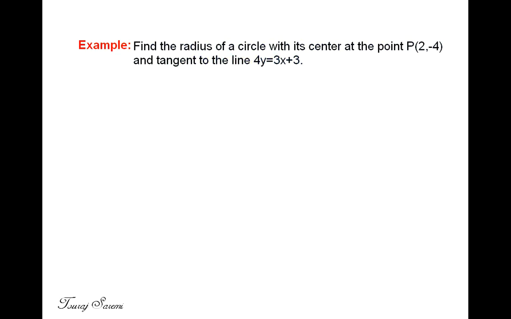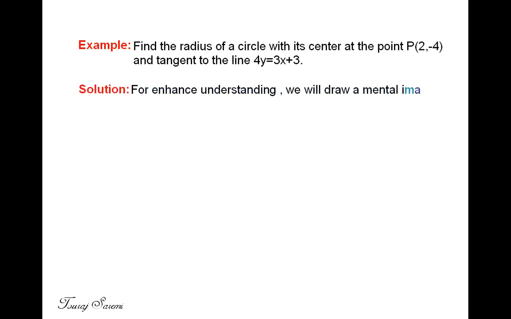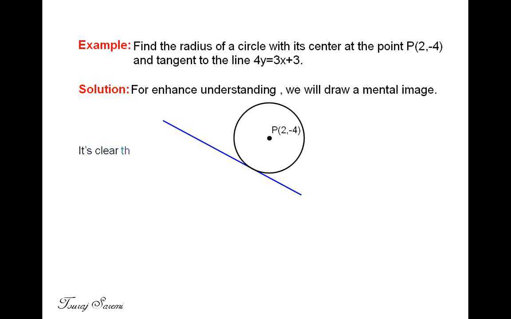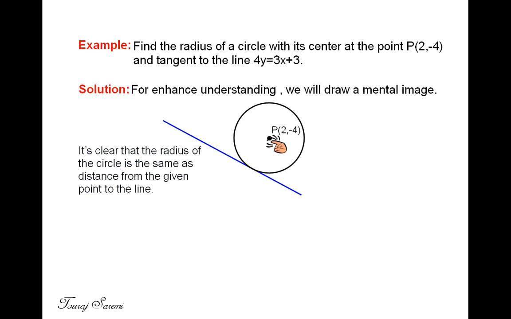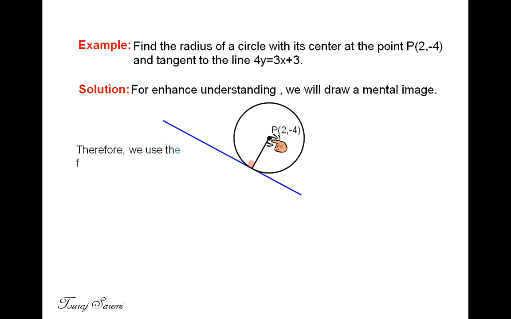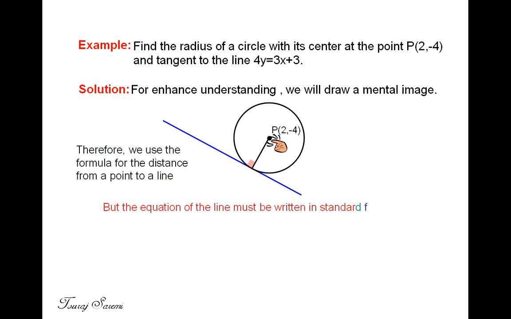Example: find the radius of a circle with its center at the point P and tangent to the line y equals 3x plus 3. Solution: for enhanced understanding, we will draw a mental image. It's clear that the radius of the circle is the same as the distance from the given point to the line. Therefore, we use the formula for the distance from a point to a line. But the equation of the line must be written in standard form.